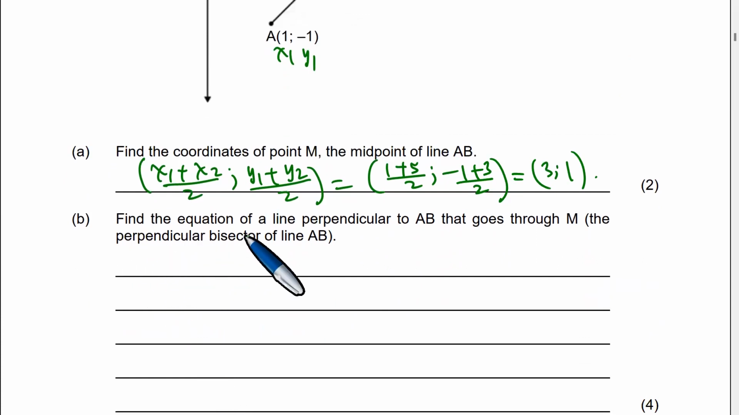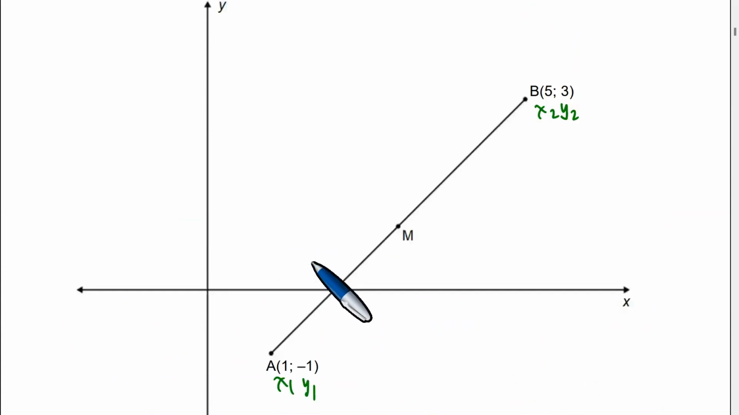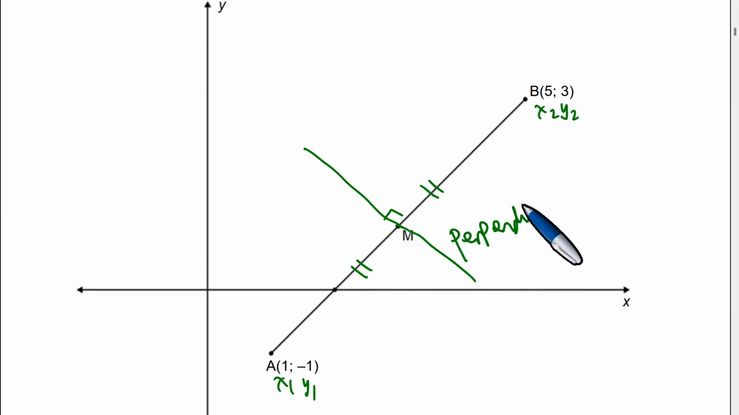Find the equation of a line perpendicular to AB that goes through M, the perpendicular bisector of AB. If you look at the diagram here, you have the line AB, and there's a line that goes through like so. It's perpendicular, but it divides AB into 2 equal parts. This line is called the perpendicular bisector. We want to find its equation.